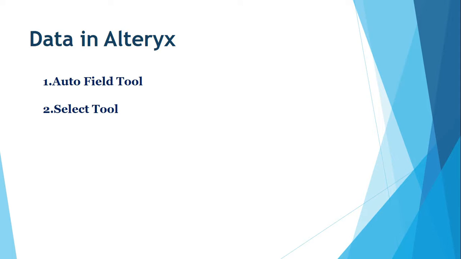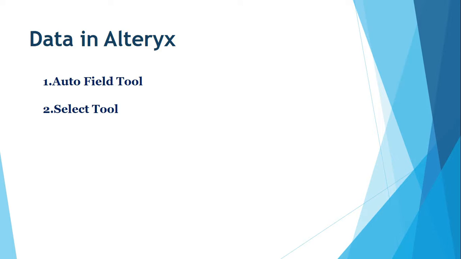Data in Alteryx can be brought in through two tools, that is the autofield tool and the select tool. Now what is the difference between them? The autofield tool is used to select the data type automatically by Alteryx, while the select tool helps the user decide the data type. So in case you are a user and you don't want the overhead of selecting the data type for Alteryx, you can just go for the autofield tool.